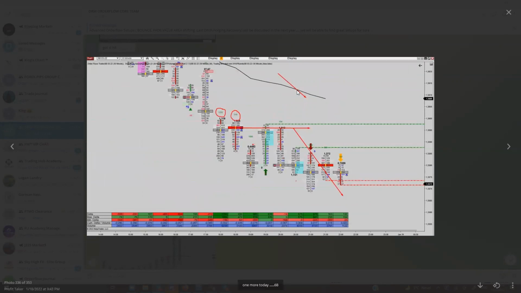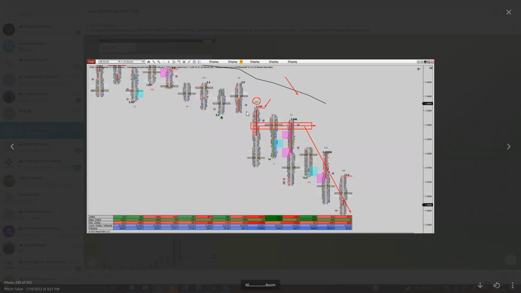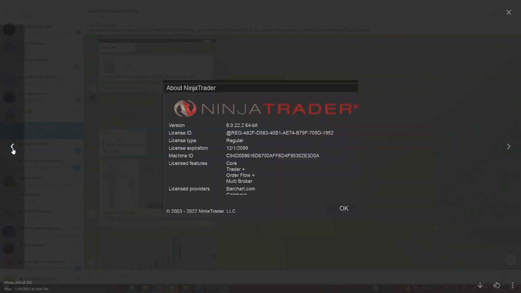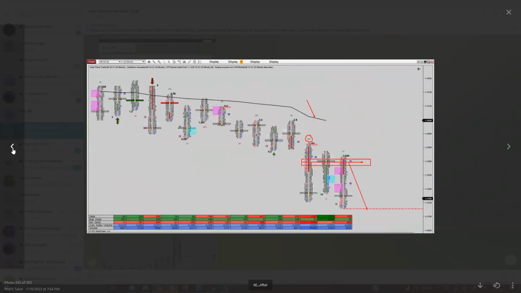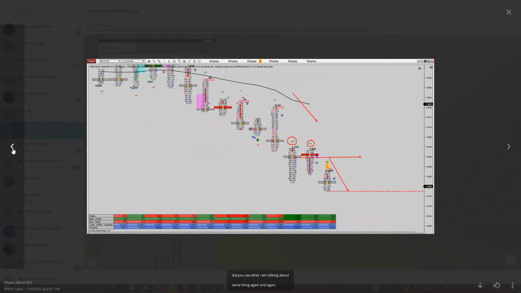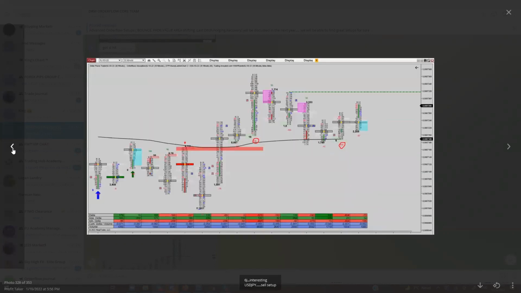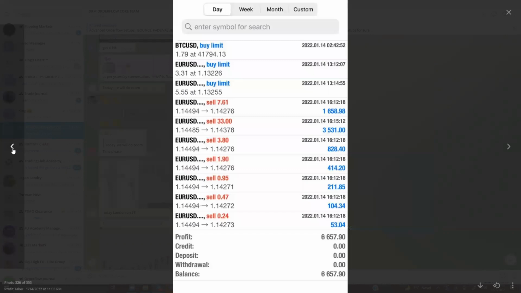VWAP is direction. See the numbers. I always look for big numbers, 1252, and see exactly the entry. Boom. Again, same thing. That's why I told you to please check the Telegram channel again and again. You'll see that there are definitely some good trades.